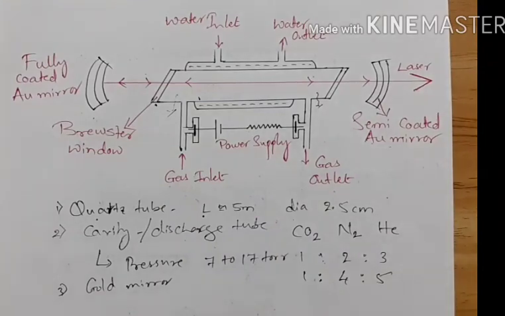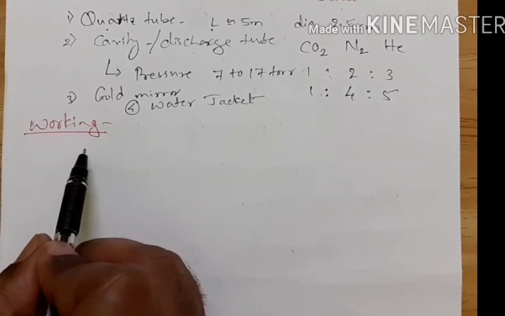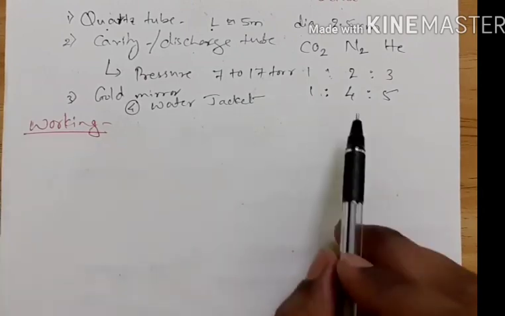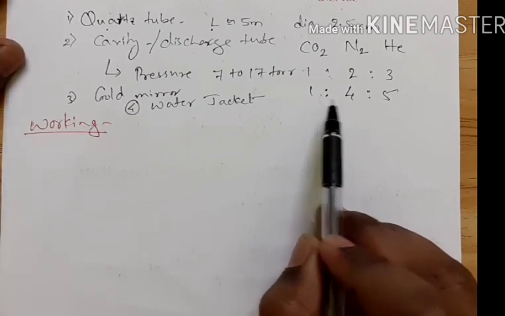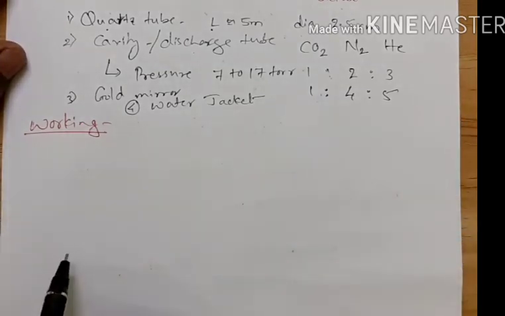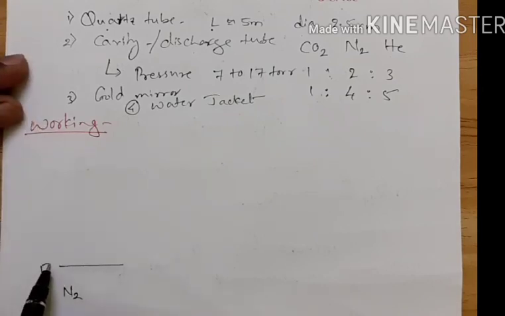Now we will see how it works, what exactly happens to these molecules. So now we will draw the energy level diagram. What is this energy level diagram? It represents the energy of the energy states. First we will consider the nitrogen. This is the ground state of the nitrogen energy, that means E1. We will consider this as E1.